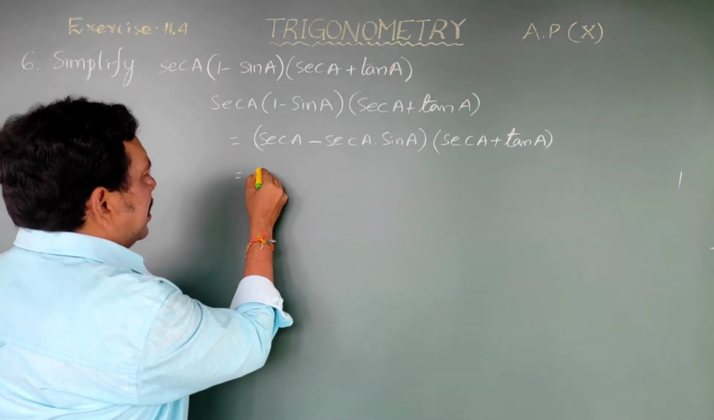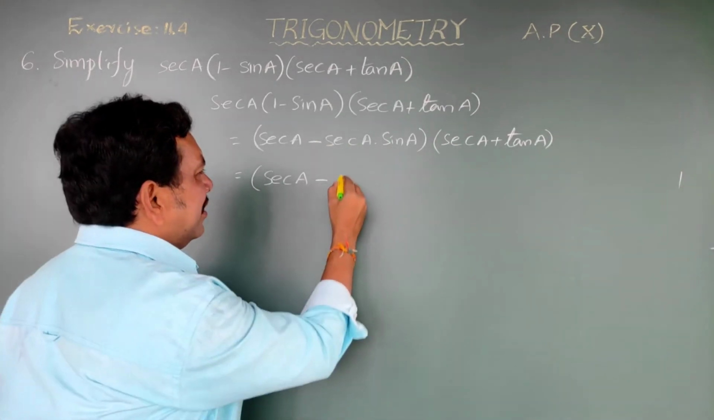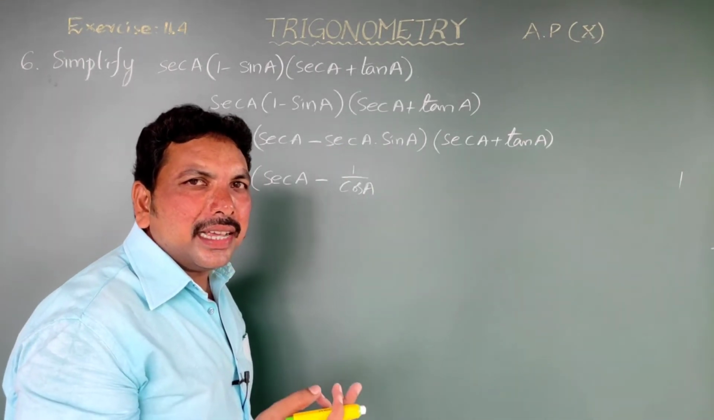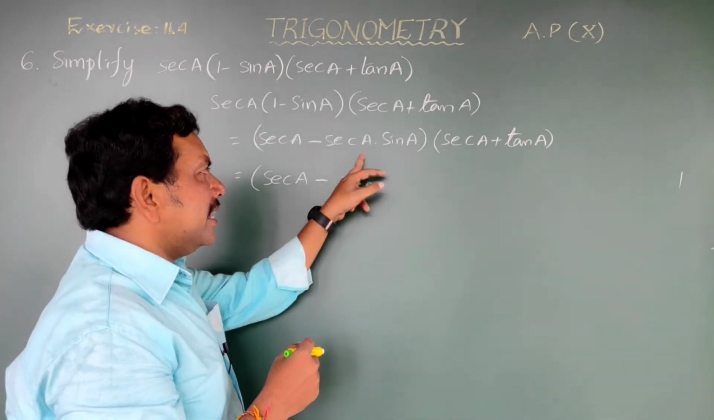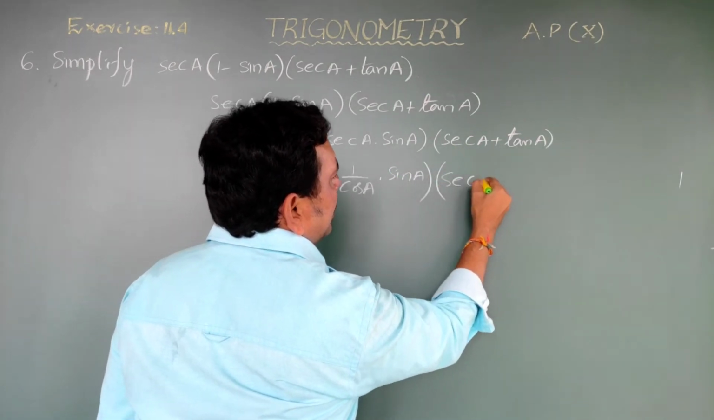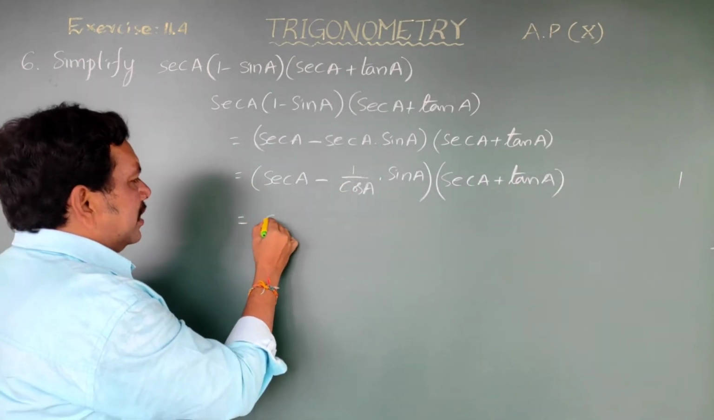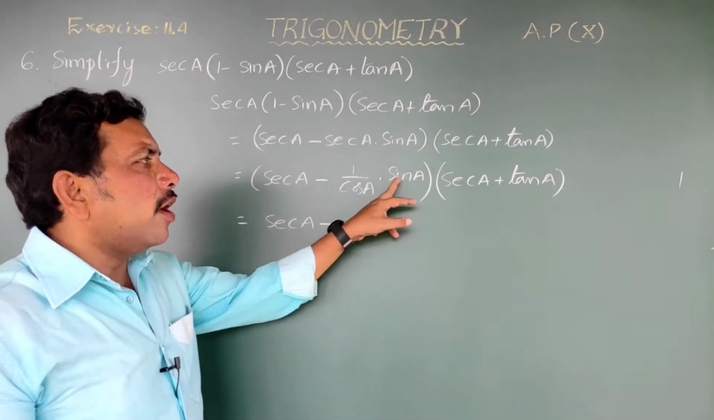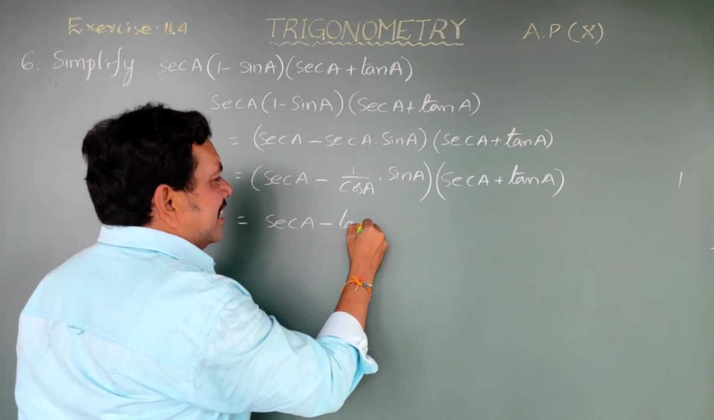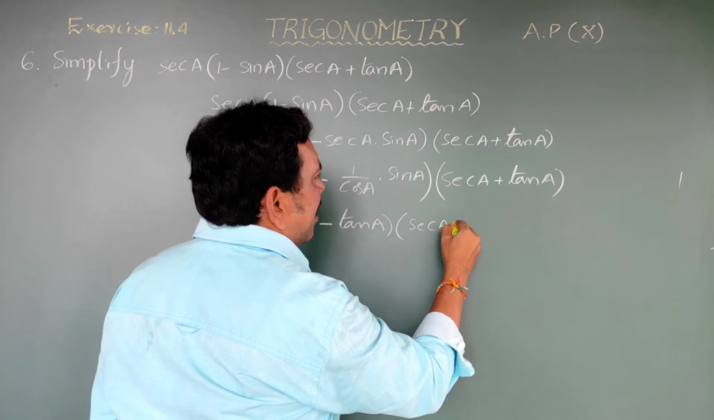So that is equal to secant A minus secant A into sin A. How can you write secant A? 1 by cos A, isn't it? Yes, because secant is reciprocal of cos. That's why secant A is equal to 1 by cos A into sin A. So that is equal to secant A minus (1 into sin A by cos A). Sin A by cos A means tan A. Into (secant A plus tan A).